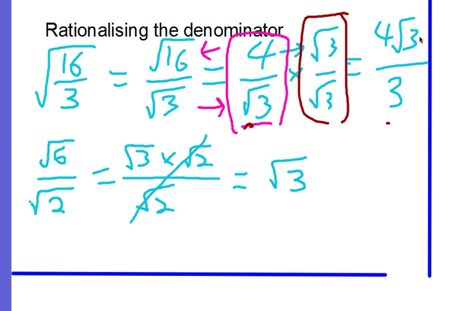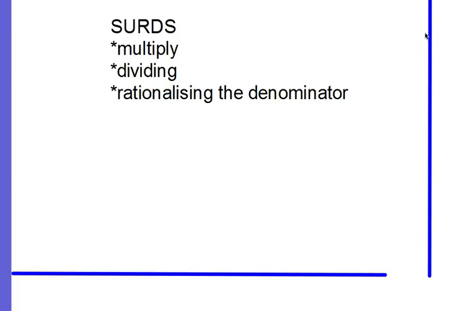And that's it. Okay, so just to recap, we've got the skills of multiplying surds, dividing surds, and that tricky thing at the end, rationalizing a denominator.